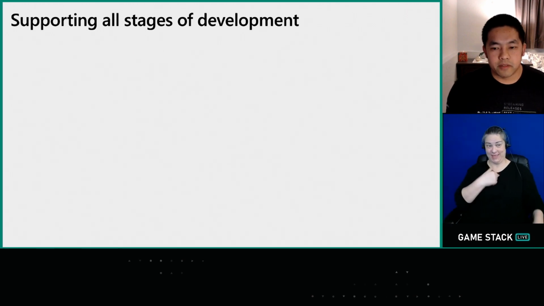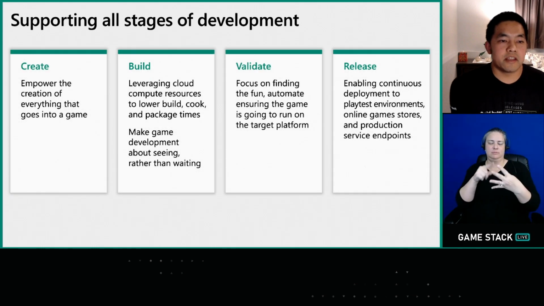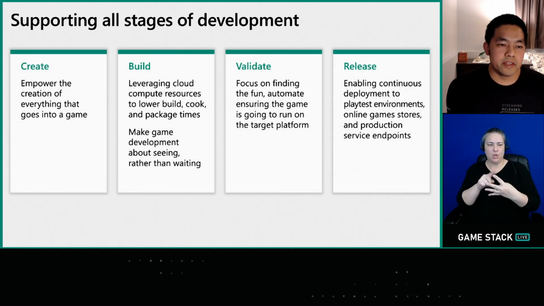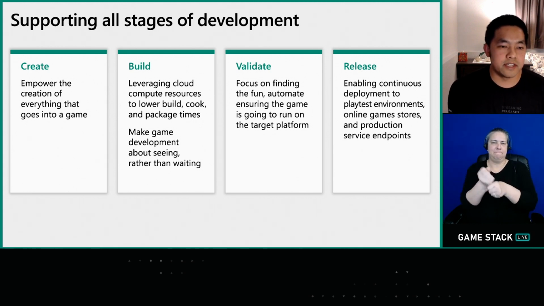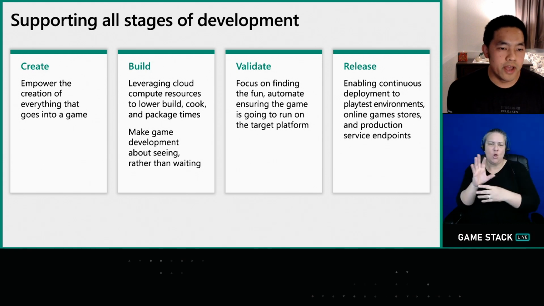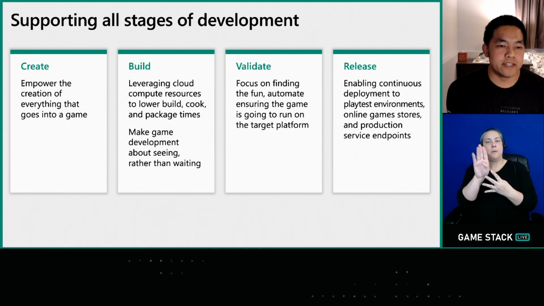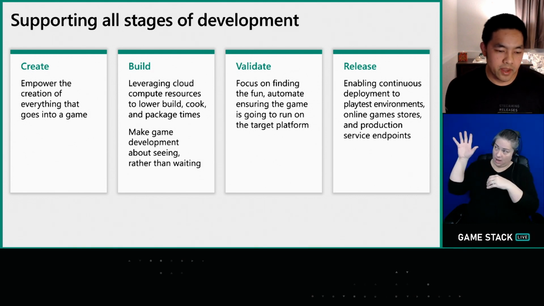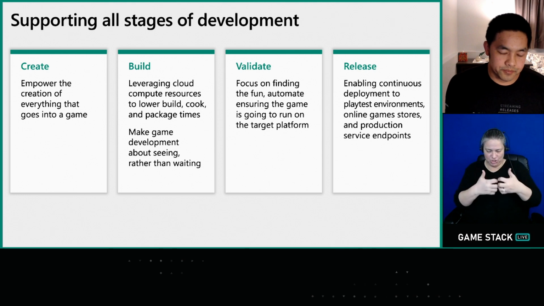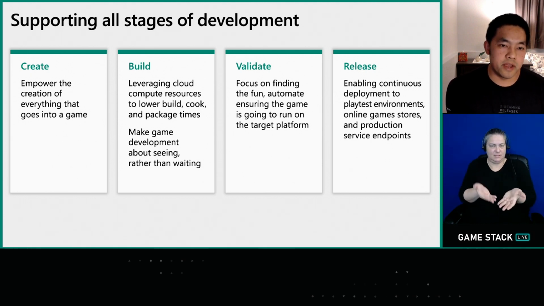And so when we think about the stages of development, we've broken them down into four distinct categories. Create is the phase that talks about everything that goes into making your game: the content, the creativity, the code, and the inspiration. Build is more of a computationally intensive part. It's where you take all that output and you leverage the computational resources of the cloud or machines to build your game and produce the package that ultimately is picked up by someone who's going to play it.